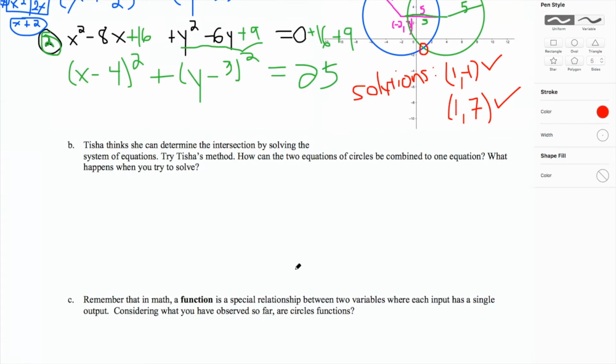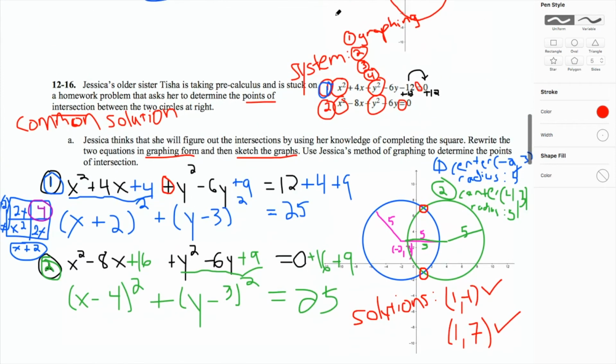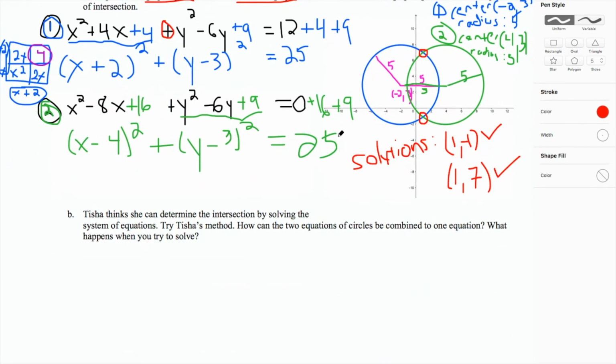Anywho, Tisha thinks that there's another way to do this. So the first one we did was solving by graphing. We checked that off in part A. Tisha thinks she can determine the intersection by solving the system of equations. Try Tisha's method. How can two equations of circles be combined into one equation? What happens when you try to solve?